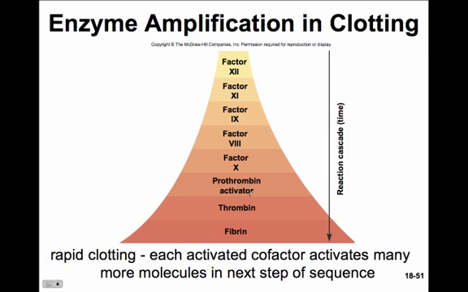Here's an example of enzyme amplification that goes on in clotting. There are many different factors involved. There's a figure in your textbook that'll give you much more detail. But as one factor is secreted, it activates many more of the next factor, which go on and activate many more of the next factor, so on and so forth, until we see lots and lots of fibrin produced. So rapid clotting is activated by each cofactor, activating many more molecules in the next step of the sequence.